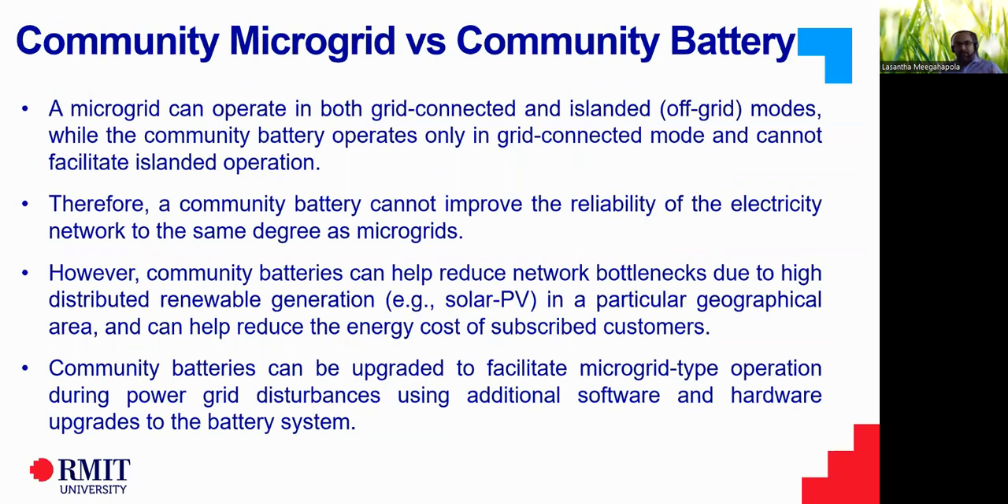This is about the differences between the community battery and the community microgrid. A community microgrid can operate both off-grid as well as on-grid. That means it will ensure the continuity of supply whether the grid is available or not. But the community battery always needs a grid supply to operate. Of course, both community batteries and community microgrids can improve the electricity supply system reliability quite a lot. But community batteries improve it only up to a certain extent, because they can reduce the network bottleneck, but not to the extent that a microgrid can.